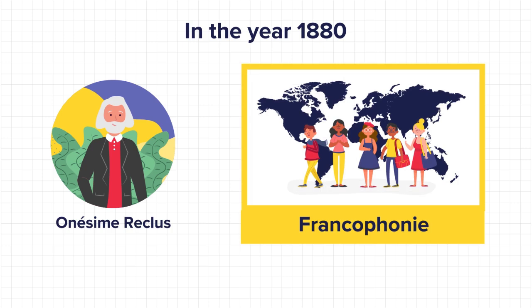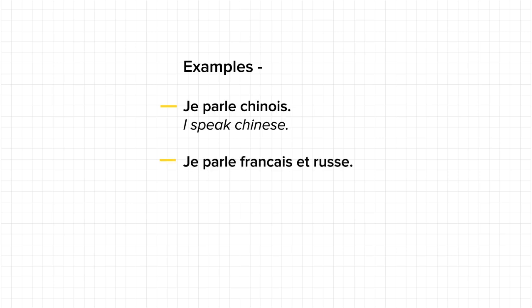Now, coming back to what we were learning, how would we use these languages in sentences? All these languages will be used in a sentence the same way as I had used Hindi, anglais et français. You can say je parle chinois to say I speak Chinese. You can also say je parle français et russe to say I speak French and Russian. See, this isn't difficult at all.